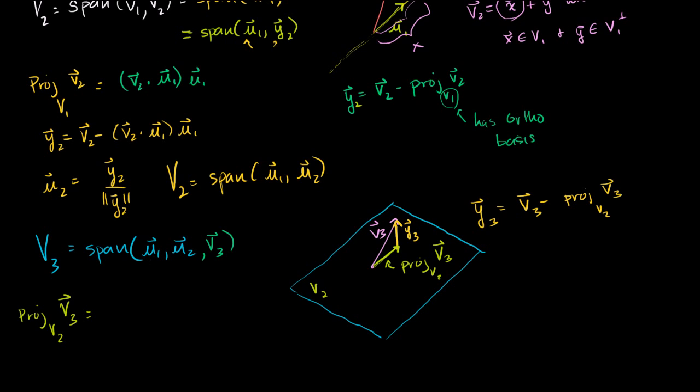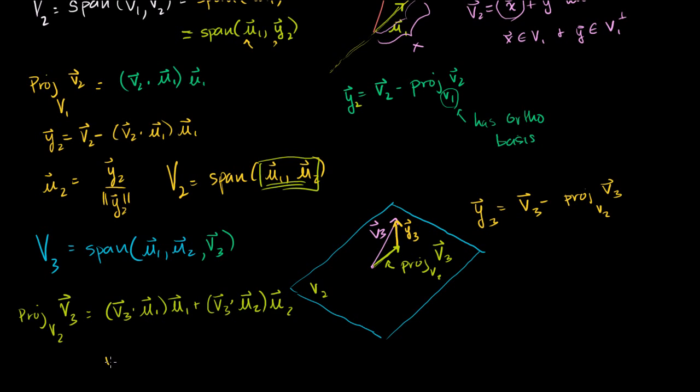Because V2 is defined with an orthonormal basis, we can say that the projection of V3 onto that subspace is V3 dot our first basis vector, u1, times our first basis vector, plus V3 dot our second orthonormal basis vector, times our second orthonormal basis vector. It's that easy. That's one of the neat things about having an orthonormal basis. So we can define the projection in this way. So y3 is just going to be V3 minus this business right here.